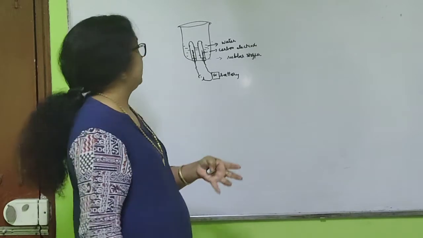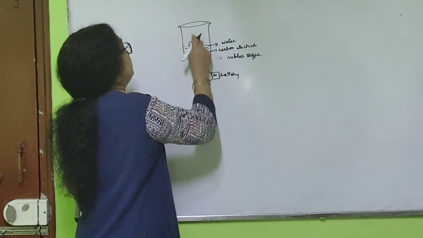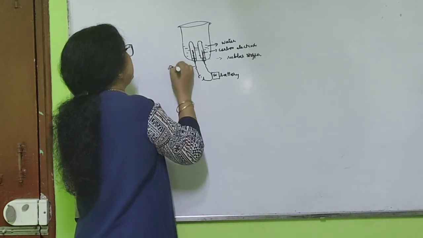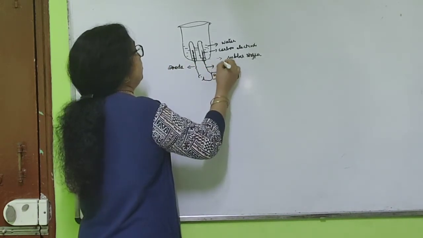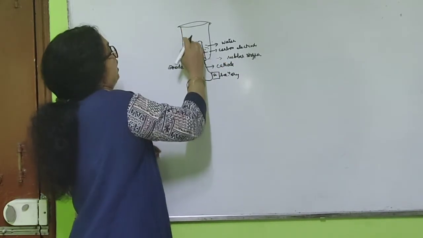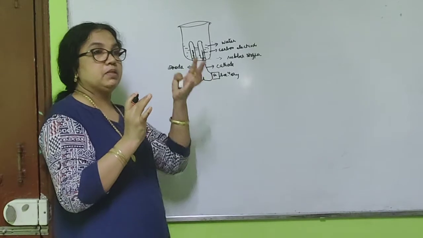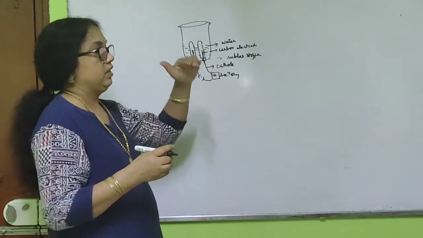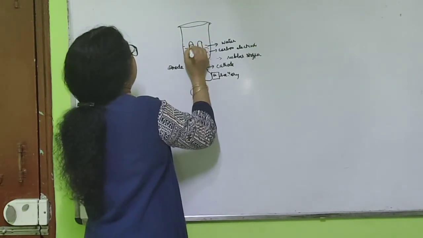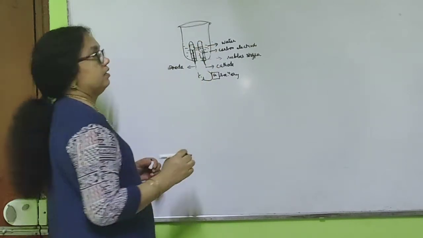After some time you can see that bubbles are coming out. Here this electrode is the anode and this one is the cathode. Bubbles are coming out and these bubbles will displace water. These test tubes are filled with water. As gases are forming, they will displace the water downwards, and here we get water, here gas, double the volume here. In this way we will get it.